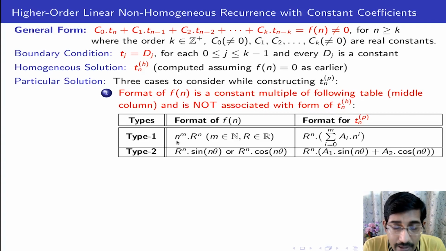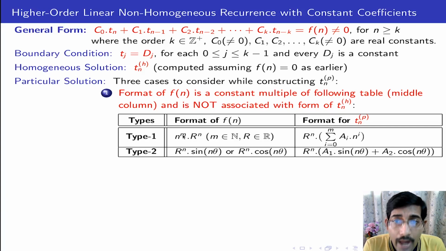So if my Fn is of this form, that is n to the power m and r to the power n, where m is a natural number, it can be 0, 1, 2 and so on, and r is a real number including 0. See, this already takes care of a constant Fn, because for Fn to be constant, I have to make m to be 0 to make it r to the power n.